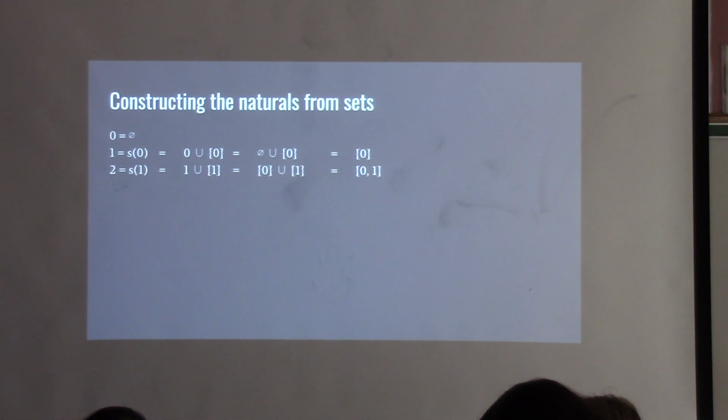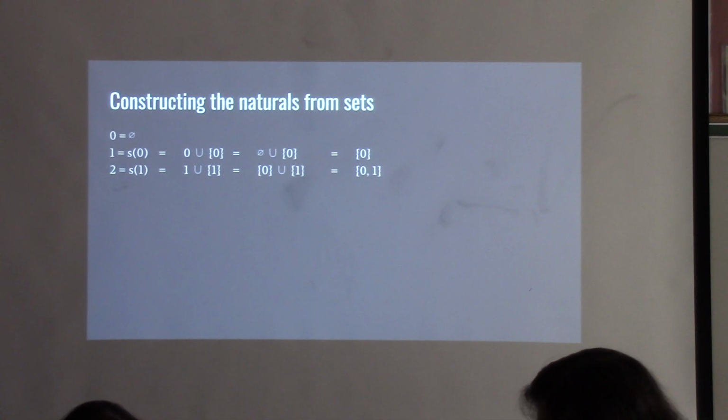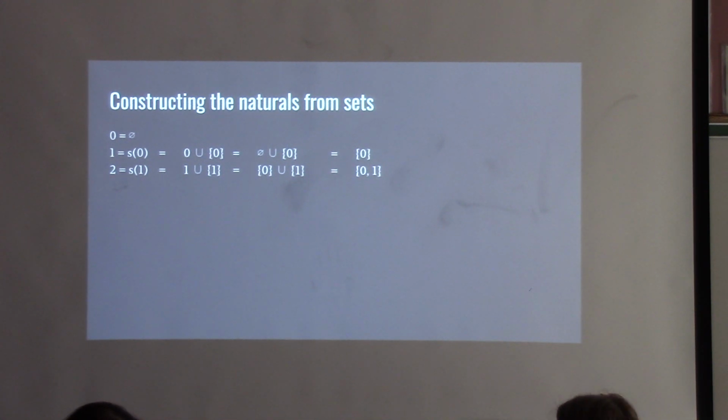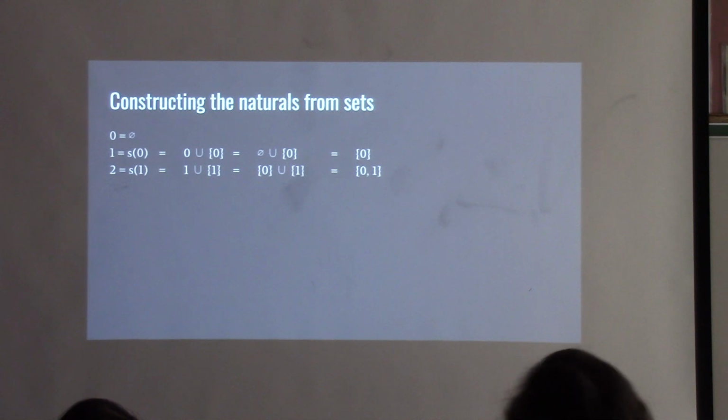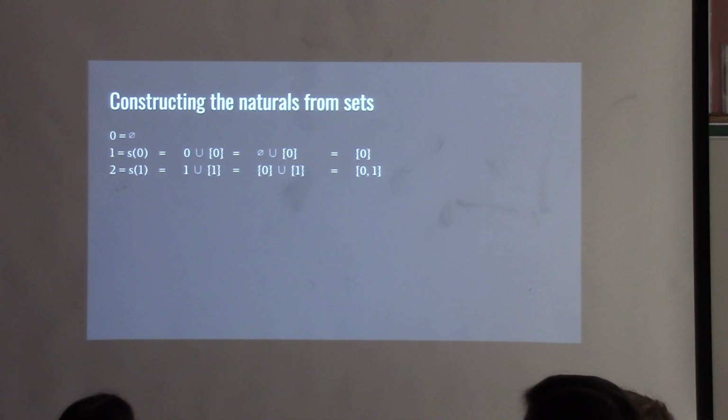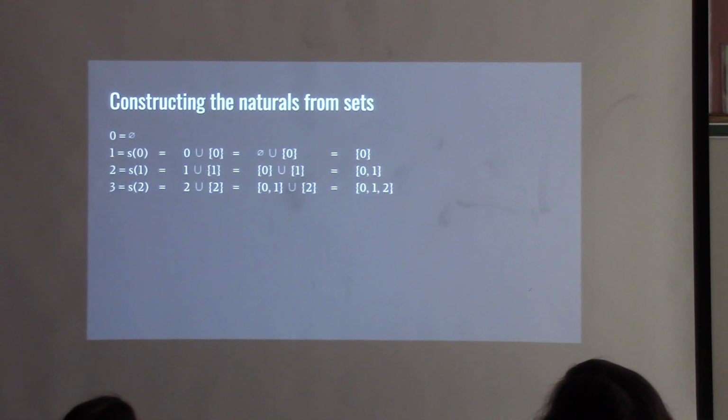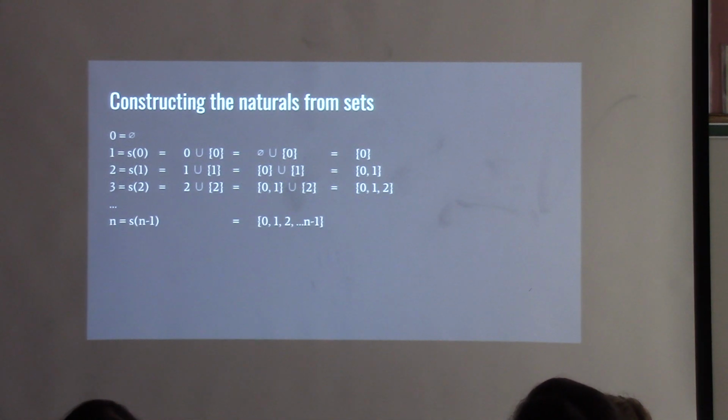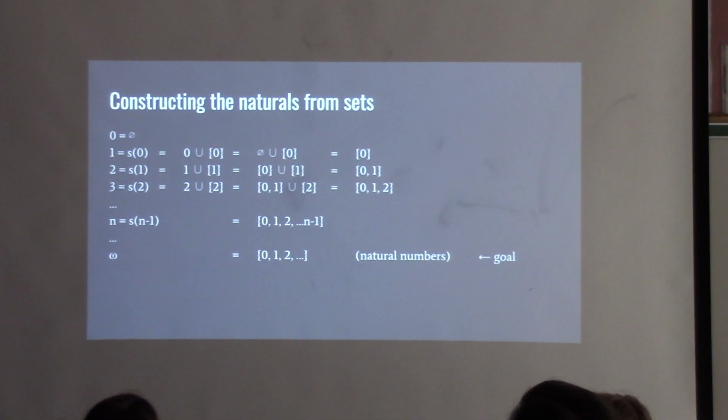And then etc., etc. This is like review, right? 2 is just the successor of 1, so it's 1 union {1}. And all of these operations that I'm performing are operations that I have the power to perform via the ZFC axioms. And this goes on forever. And in general, n is just the successor of n minus 1. Okay, but I also need omega.